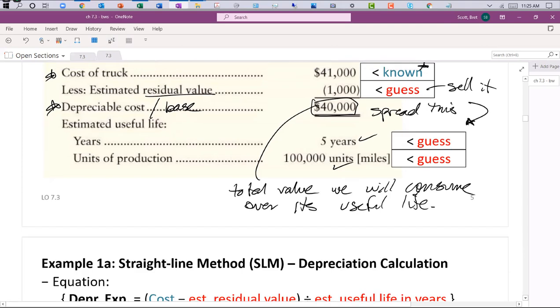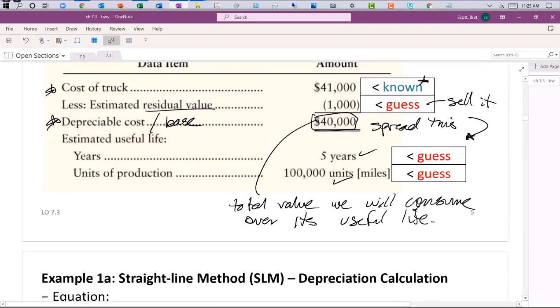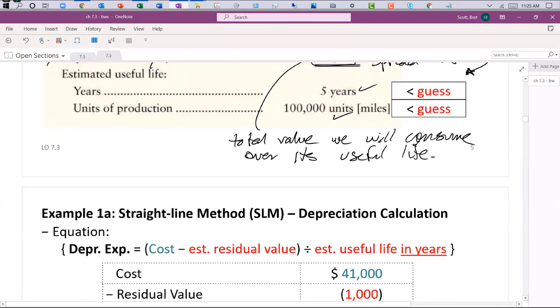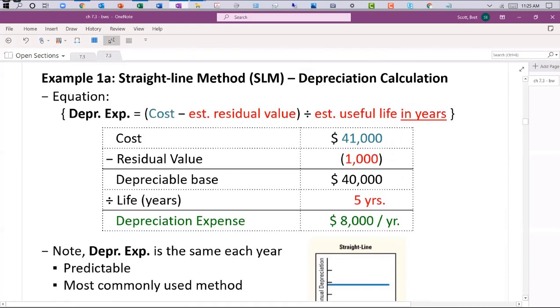We're spending $41,000. We're not expensing this right away, but we expect to expense in total $40,000 over its useful life. But we're going to spread it thinly. So the straight line method of depreciation, this is the most common method of determining depreciation expense. There is an equation here.